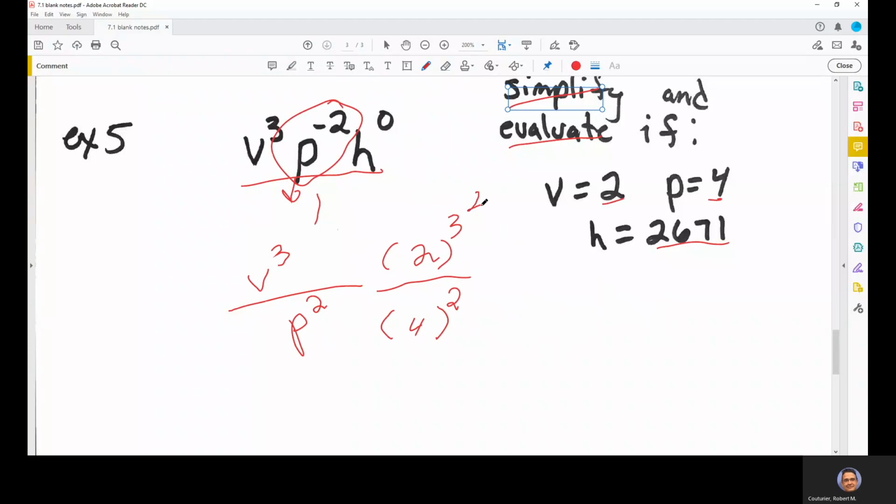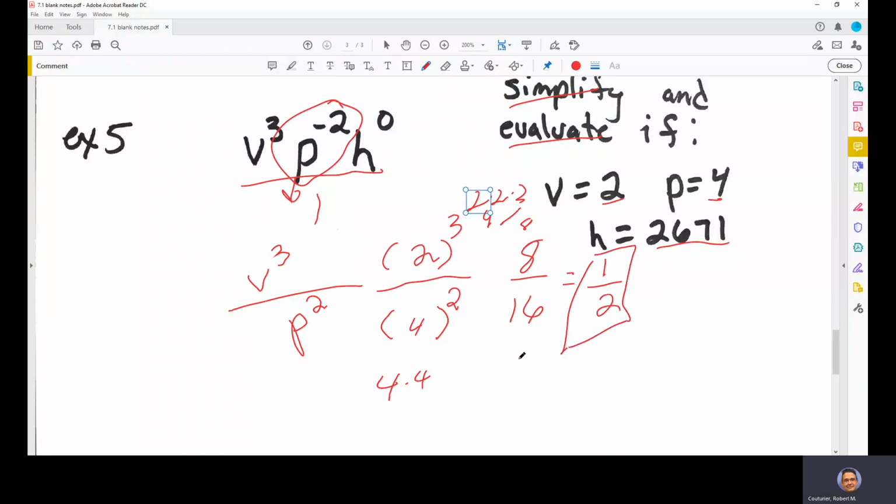Well, 2 times 2 times 2. That's 2 to the third power. So 2 times 2 is 4. 4 times 2 equals 8. So we're looking at 8 for our numerator. 4 squared is the same as 4 times 4. So 4 times 4 is 16. Please, guys, make sure that you reduce this. This reduces one more time. 8 goes into 8 one time. 8 goes into 16 2 times. 1/2.